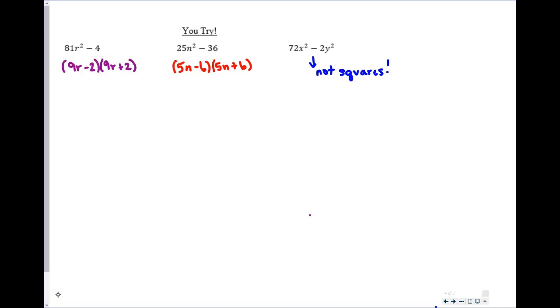Alright, so these should be your solutions to these 3 problems. So the first one, 81 and 4 are perfect squares. So I get 9r in front and I get 2 in back. Okay? Second one, 25n squared minus 36. Both of those are perfect squares, so I can do 5 in front and 6 in back. Okay. The third one is when you check out 72 and 2, they are not squares, so you might first think that this cannot be factored, right? Well, this kind of leads me into the next part of the learning target.